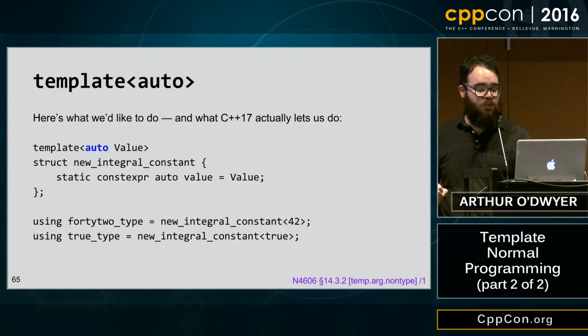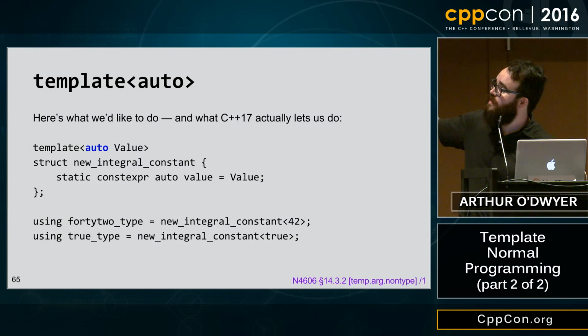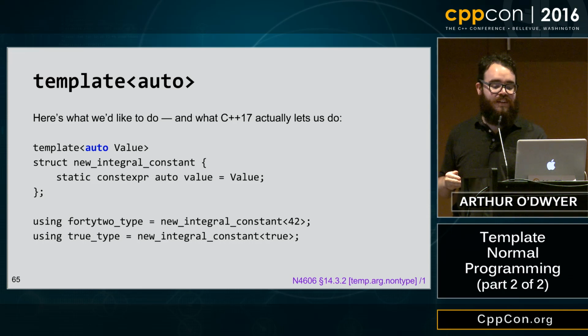So instead of now having two parameters, one to say what is the type of the thing that's coming next, and the other one to say what is the thing, we can now just have one parameter, and we no longer really care about what its type is. We can get it with decltype if we want it. But as with generic lambdas, we just say auto, and we just get the thing.